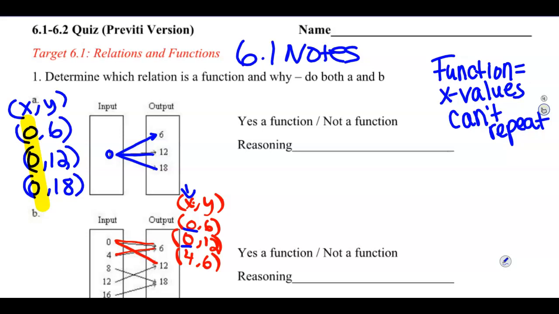So remember what we talked about. If it's a function, the x doesn't repeat. So when the x repeats, that means it's not a function. So this should help you with 1 and 2. You will pause this video and try to complete these on your own.